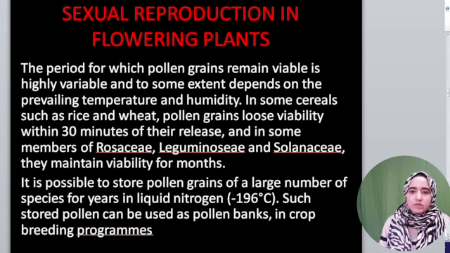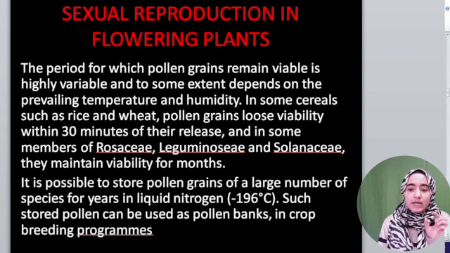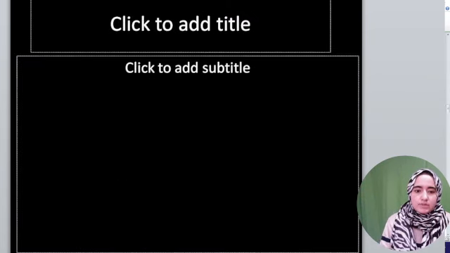We can't preserve them if we keep them at room temperature, or if we store them in gaseous nitrogen. We have to store them in liquid nitrogen, and the temperature should be minus 196 degrees Celsius. Okay, I hope this concept is clear. Now it's clear, pollen grain is clear.